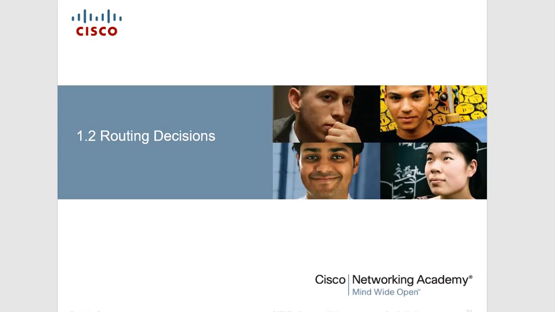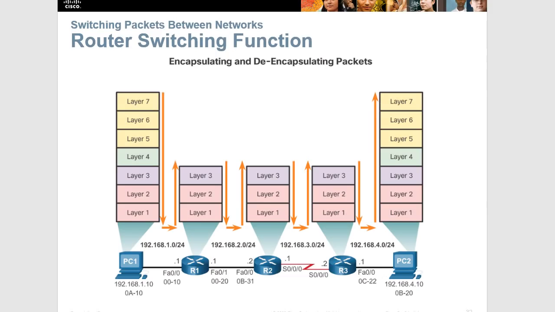This section is going to go through routing decisions: what happens when your packet arrives at a router and how it makes its decisions as to where it should go next. So the first slide we have here is the switching function, which basically, don't think of switches.